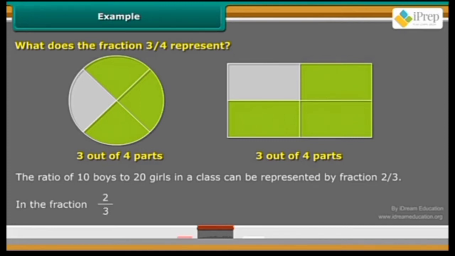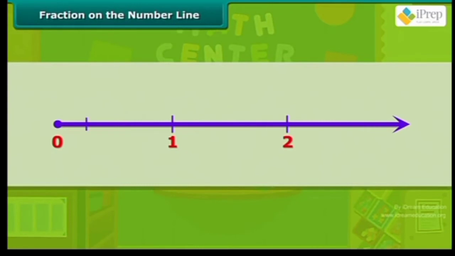In the fraction 2 upon 3, number 2 is called the numerator of the fraction and number 3 is called the denominator of the fraction. Students, to represent a fraction on a number line, let us mark 1 upon 4 on a number line. It lies between 0 and 1. We divide the length between 0 and 1 into 4 equal parts and show one part as 1 upon 4.